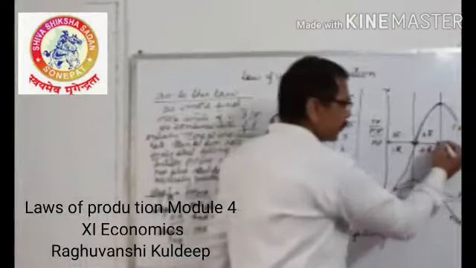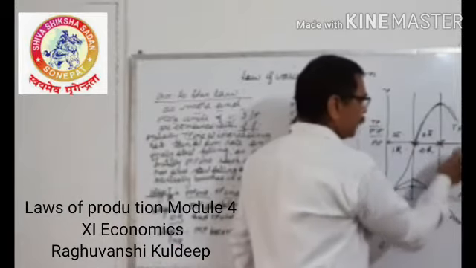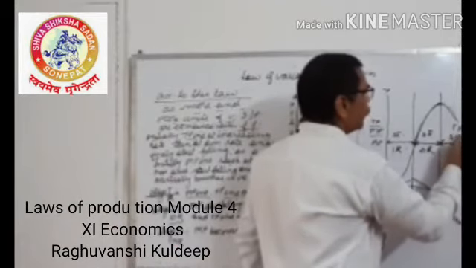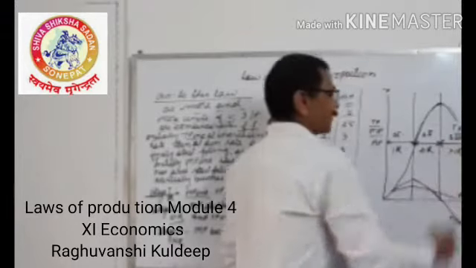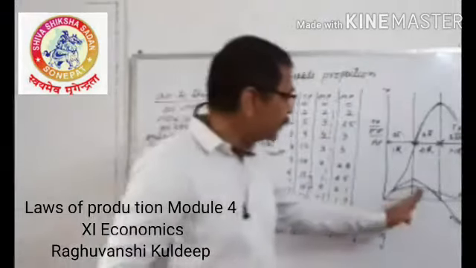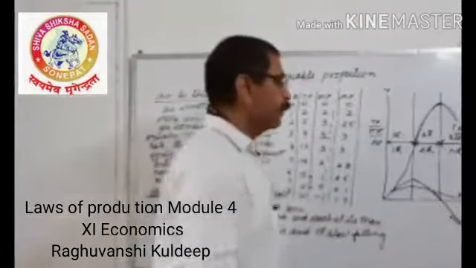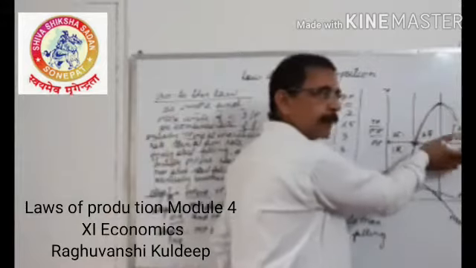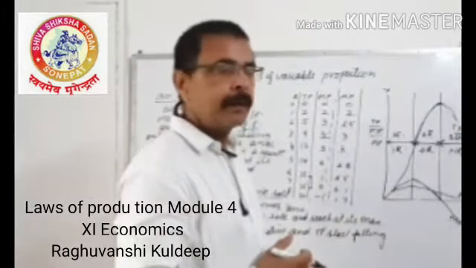So watch it carefully students. After the second line, MP becomes negative and TP starts falling. That's why this third stage is known as negative returns. Means beyond this point, if we apply more variable input, what will happen? Total production starts falling. That is the implication of this law.